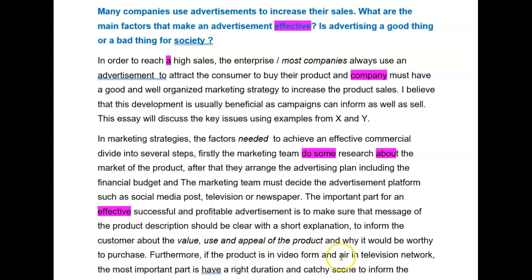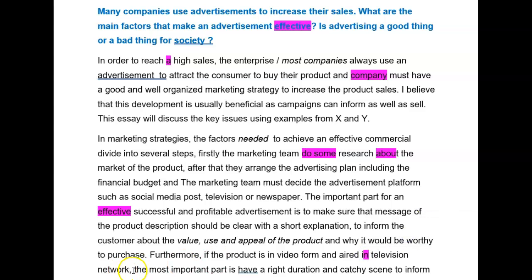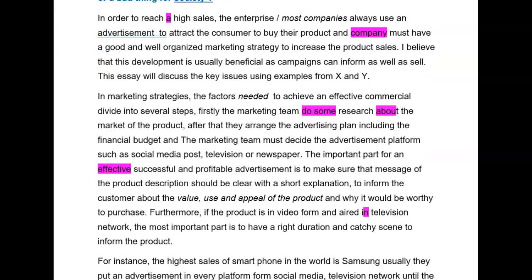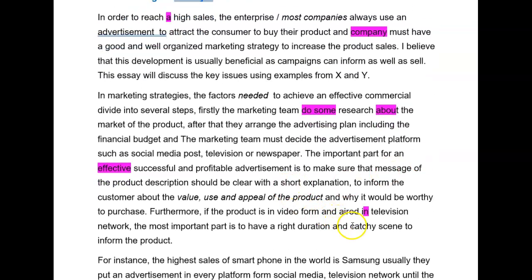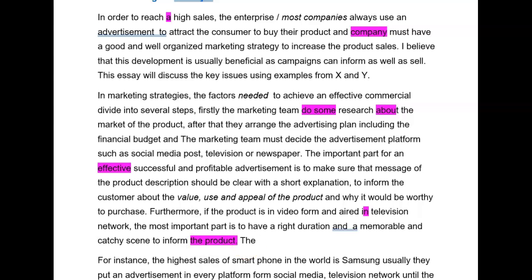Furthermore, if the product is in video form and aired on television networks, the most important part is to have the right duration and a good, catchy, memorable scene, to inform the public.